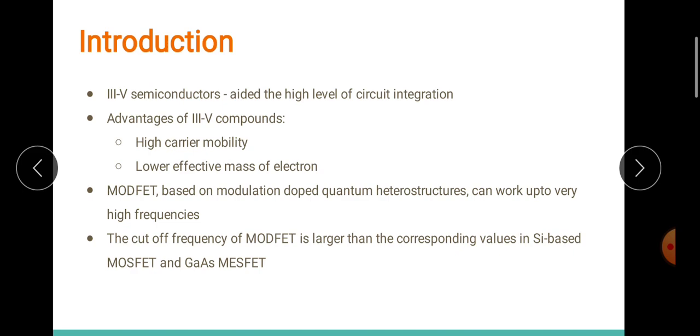And it was also observed that the cutoff frequency of these MODFETs was much higher than that of silicon based devices. We are familiar with silicon based MOSFETs, right? So the MODFET had a cutoff frequency which was much higher than the conventional MOSFET. What more do we need?